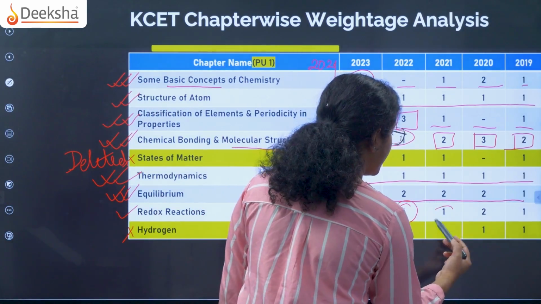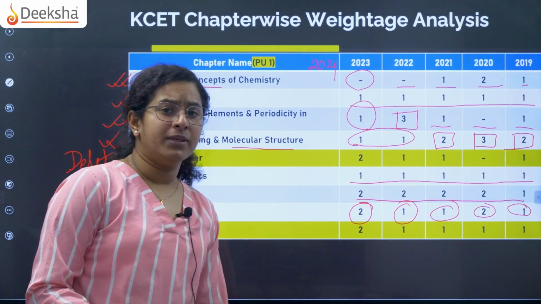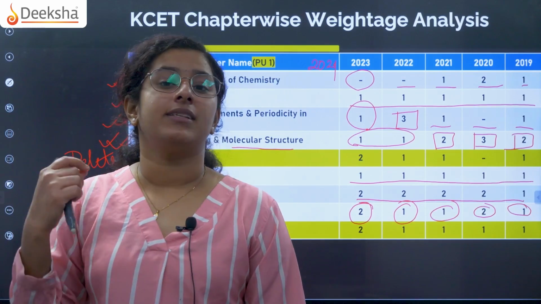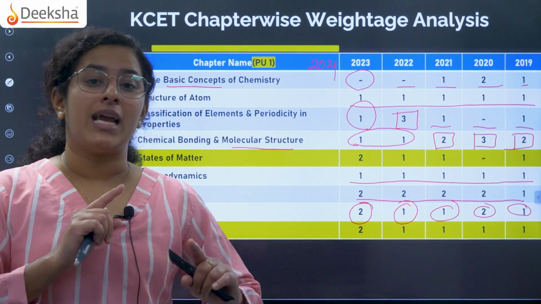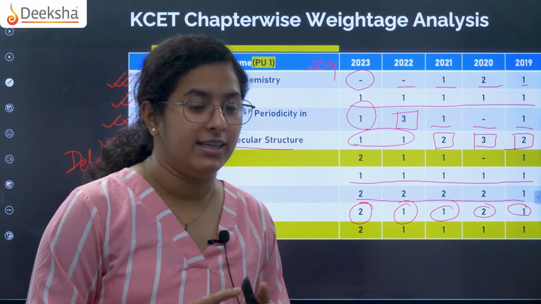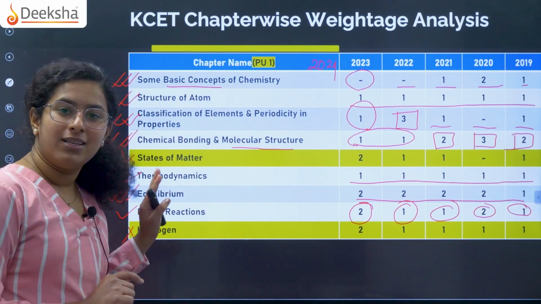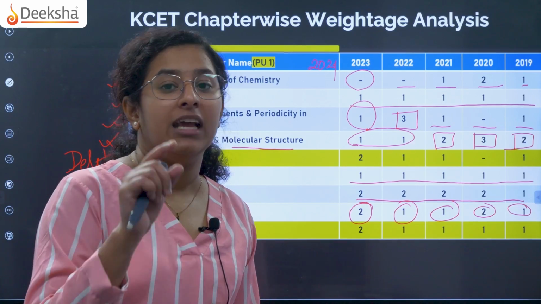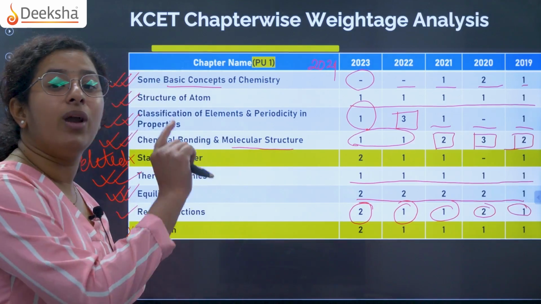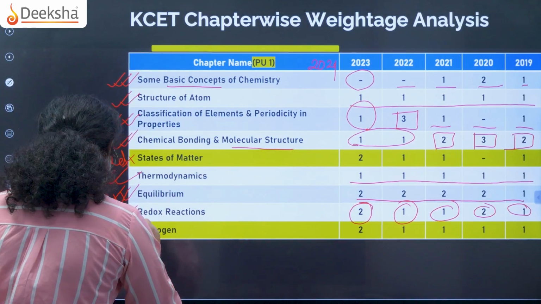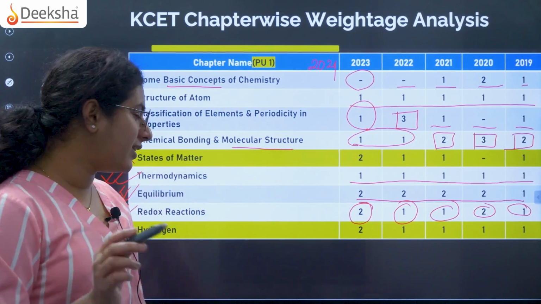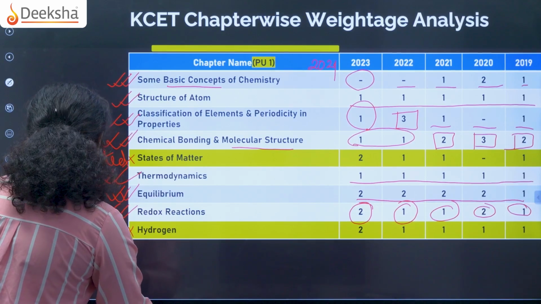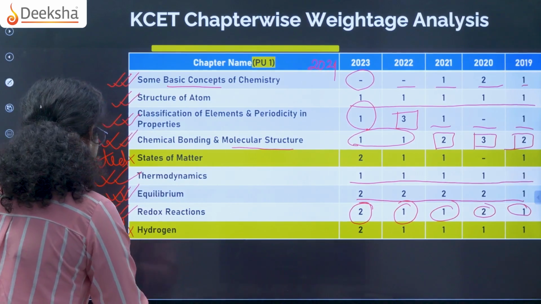Before that, it was one question, then 2 and 1. And remember, redox reaction is in first PU, and electrochemistry is in your second PU. These two chapters are interrelated, so don't miss redox reactions, because you can see 3 to 5 questions from electrochemistry. If you want to score there, you have to be thorough with redox reactions. Got it? And hydrogen is again one of the deleted chapters.